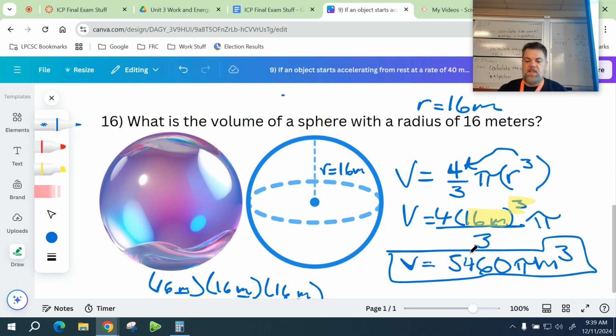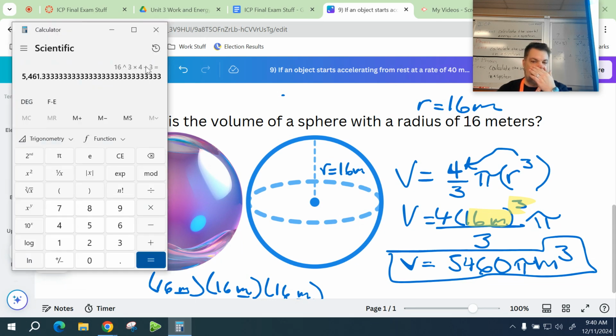Well, what they did was they rounded before they were supposed to. So what they did is they probably rounded. Let me show you what they did. They probably rounded the 4 divided by 3. So if you take 4 and divide that by 3, you get 1.3 repeating.